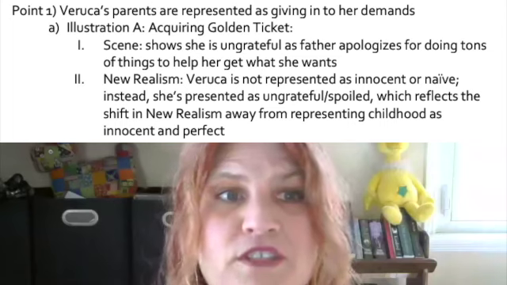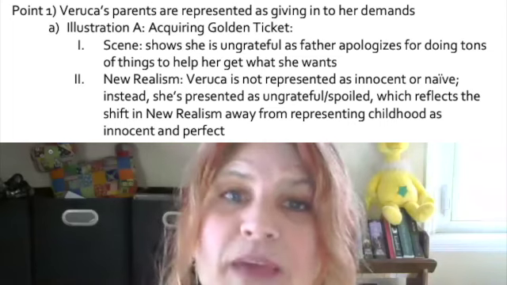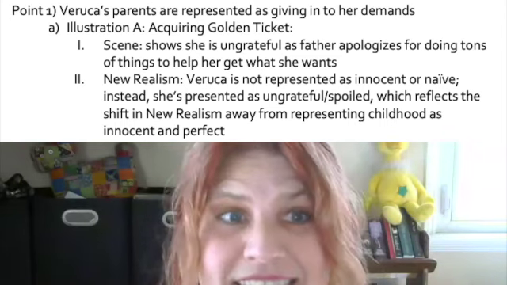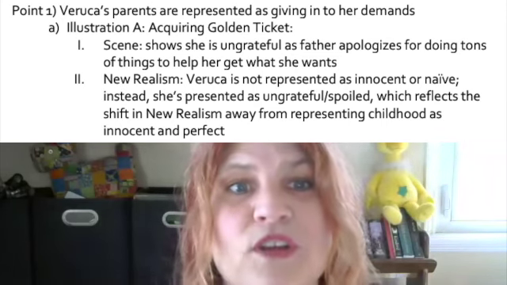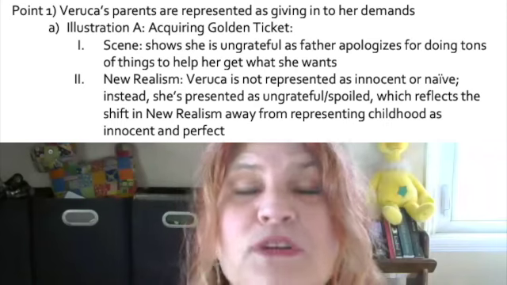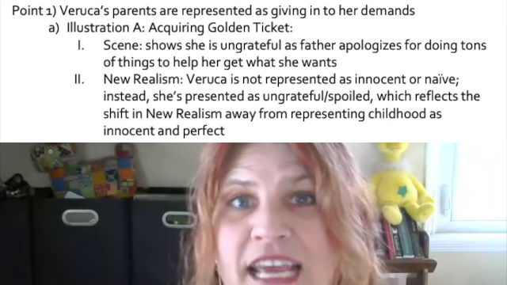So for me, the first thing I think of here is that Veruca's behavior does not represent her as innocent in the sense of the golden age, but instead it's an example of real world issues that may previously have been more taboo to represent. Like Veruca is a spoiled child.